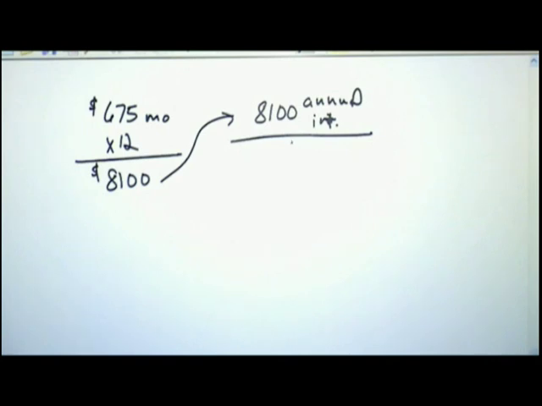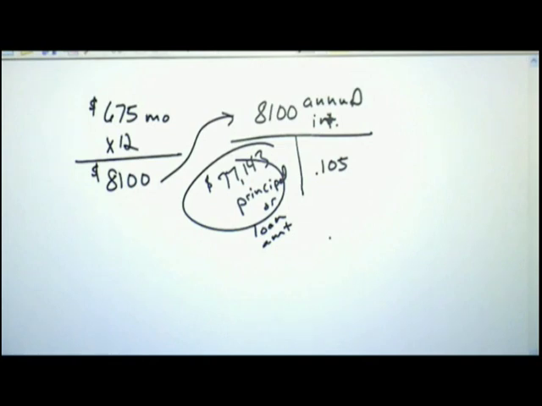Now this interest was paid at a rate of 10.5% or 0.105. So if I take $8,100 and divide it by 0.105, I come up with a principal or loan amount of $77,143.